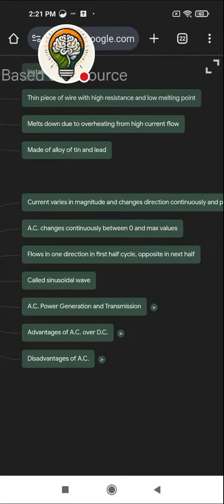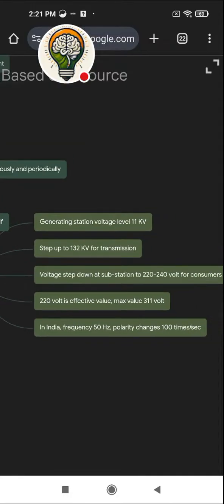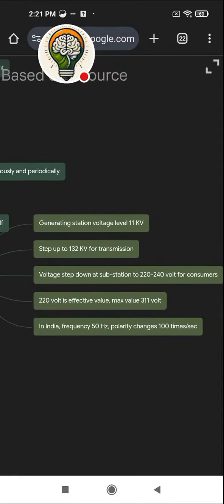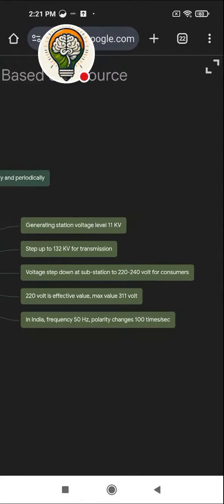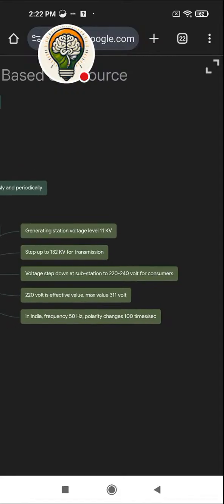And AC power generation and transmission. At the generation station voltage level 11 kV is stepped up to 132 kV for transmission, and voltage is stepped down at substation to 220 to 240 volt for consumer. 220 volt is the effective value, maximum value 311 volt. And in India frequency is 50 hertz, and polarity changes 100 times per second. So 50 hertz and 220 volt.